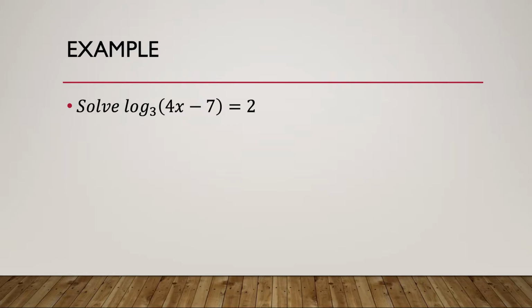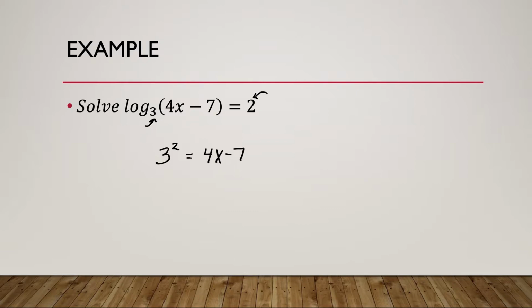So let's begin with this example. Log base 3 of 4x minus 7 is equal to 2. So I'm going to go ahead and do the first option, which is changing to exponential form. So remember that you're going to start with your base. So I'll start with 3. I'm going to go to the other side of the equation and get my exponent, and then set it equal to what's left.